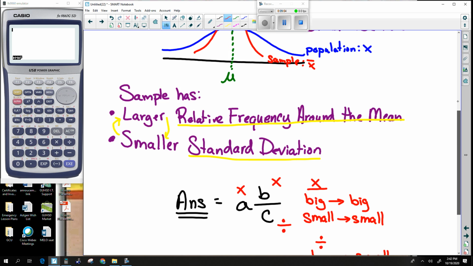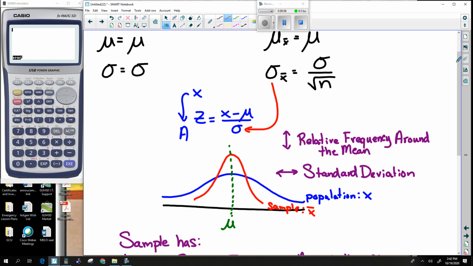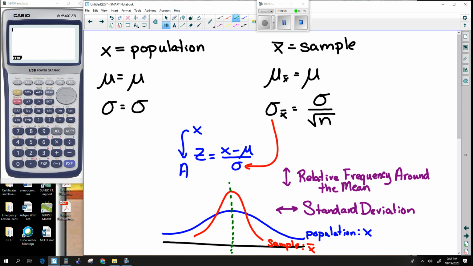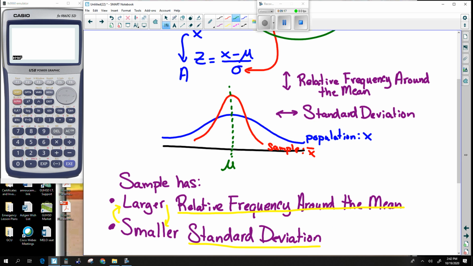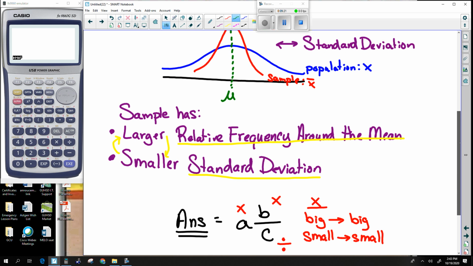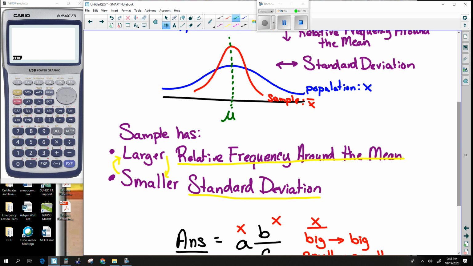Okay, so new formula. When you're dealing with X bars, make sure you get a brand new standard deviation before you can continue on. Again, this is review how to describe curves, but more specifically, get familiar with this sentence structure. Samples have a larger relative frequency around the mean, smaller standard deviation, that sort of idea.